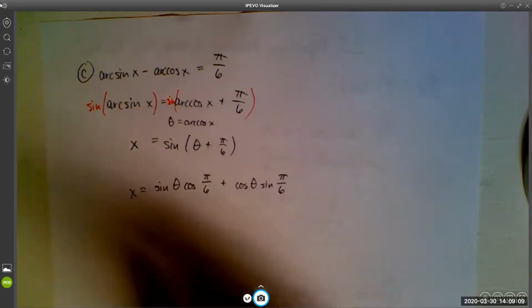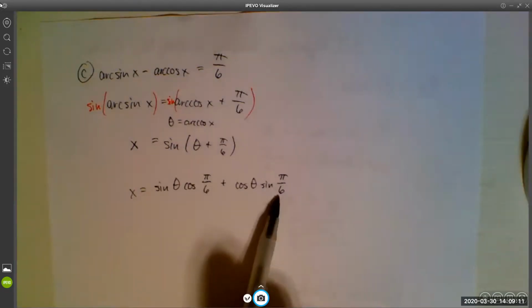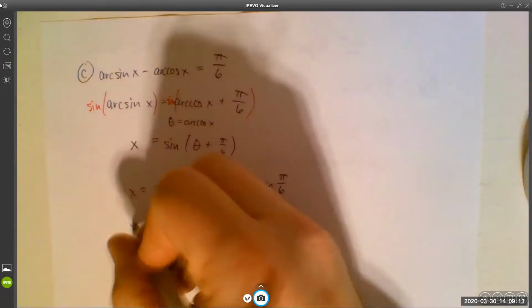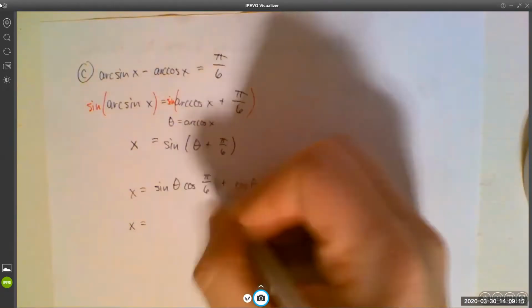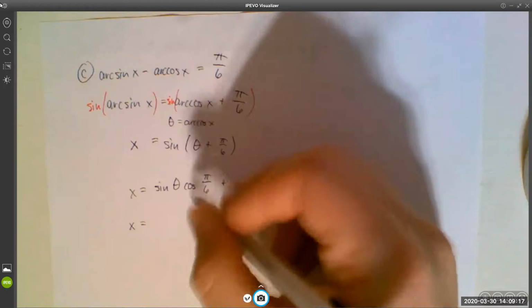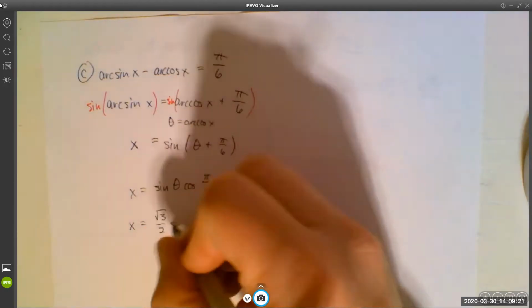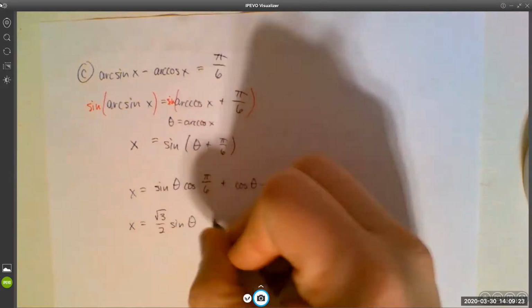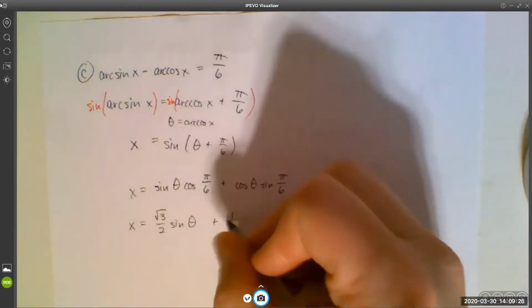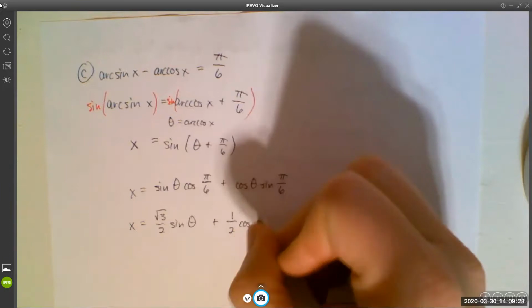Of course, the cosine of pi over 6 and the sine of pi over 6, we can do those pretty easily. Cosine pi, oh, we just did this in fact, right? Cosine pi over 6 is root 3 over 2. So this is root 3 over 2 sine theta. Sine pi over 6 is 1/2. This is 1/2 cosine theta.